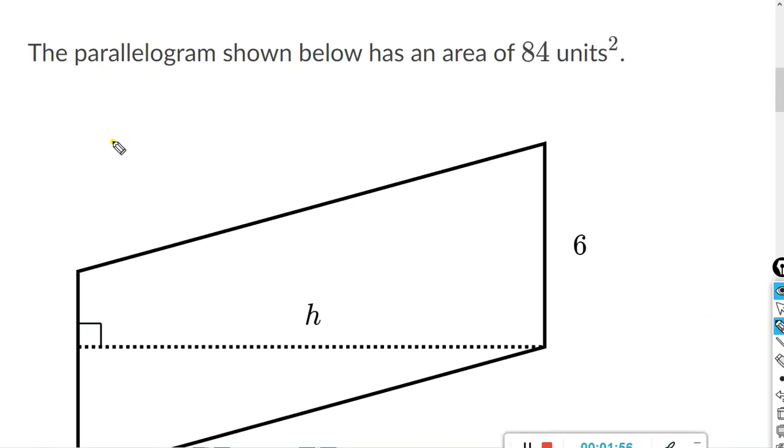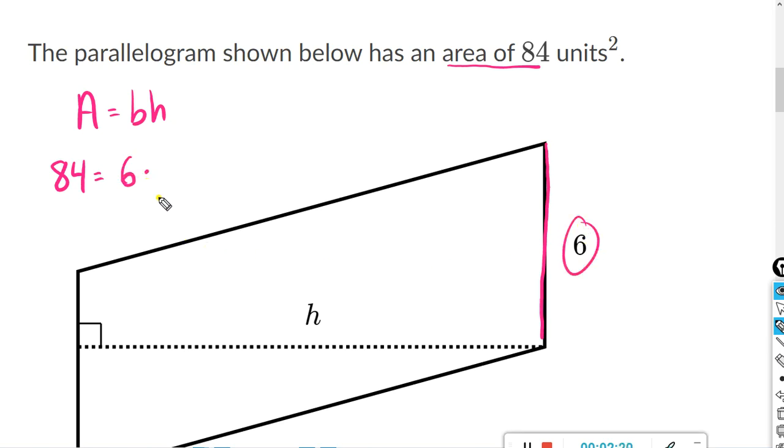So same formula every time. Area is base times height. The area is given. It's 84 in place of A. The base B is one of the side lengths right here. That's a 6. And the height H is this right here. Okay, if it makes a right angle here, it also makes one here. So the base and the height are perpendicular to each other. In place of the height H, we're going to keep it as H.